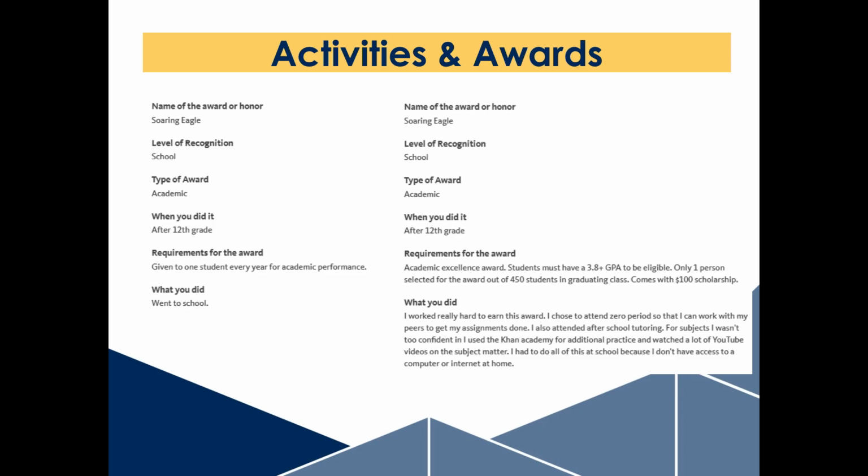So on the right-hand side, your right-hand side, what you see now is the requirements for the award. The student says Academic Excellence Award, and students must have a 3.8 GPA to be eligible. Only one person was selected for the award out of 450 students in their graduating class, and it comes with a $100 scholarship. Now I have a lot more context. Now I know that academic performance is defined as a 3.8 GPA and above. So this is for students that were doing really well academically.